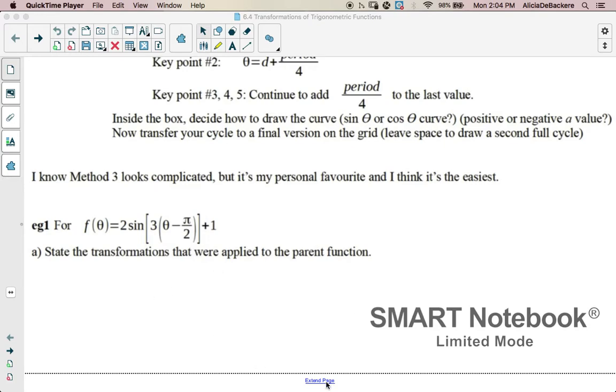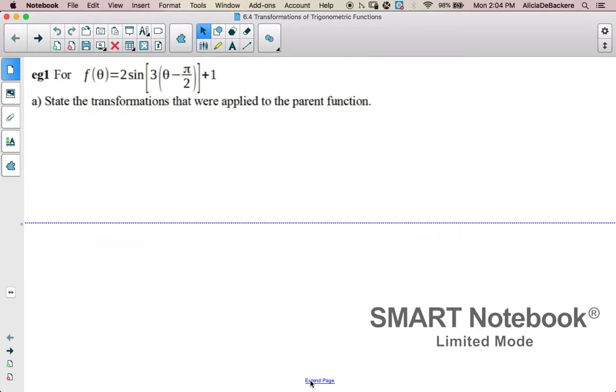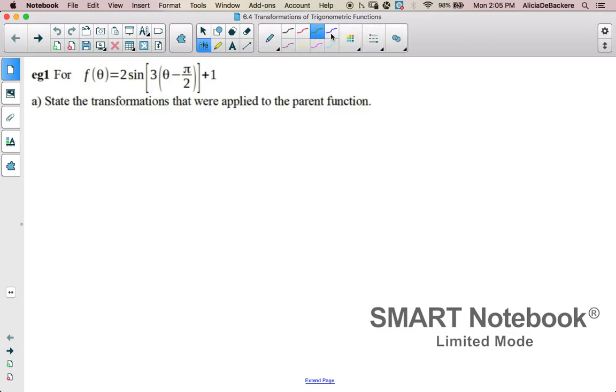Okay, so example 1. The first thing that we need to do for this function f of theta is state the transformations that were applied to the parent function. So we can see here that the parent function is sine theta, and we've got an a value of 2, a k value of 3, a d value of pi by 2, and a c value of 1. So we're going to interpret all of that in terms of what are the transformations. I'm going to start with my multipliers as always and end with my adding and subtracting.